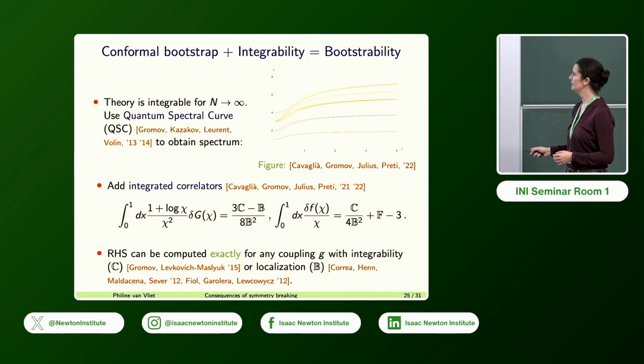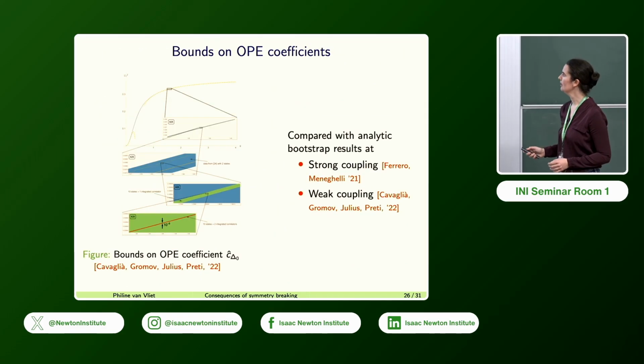And in this case, these right-hand sides can be computed exactly. So we don't have to use perturbation theory, either with integrability, so this C, or localization. I thought my bounds were pretty nice, but these bounds are next level. You can see here, if you zoom in and zoom in and zoom in, that this is an upper and lower bound on the OP coefficient of the first operator, and that is currently at 10 to the minus 8. At the worst point.